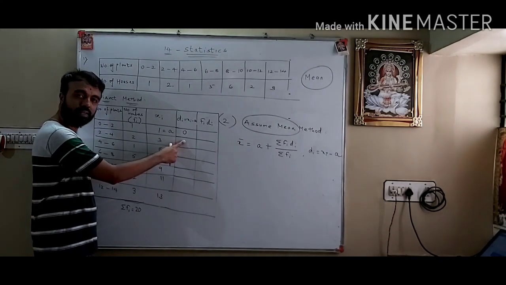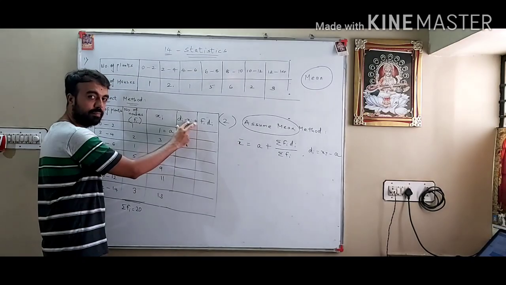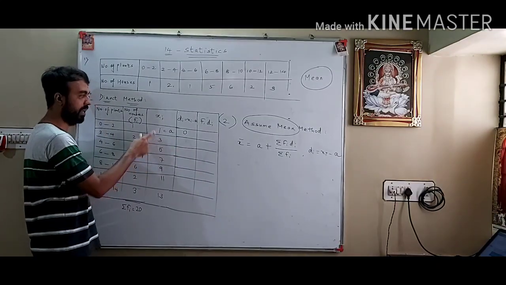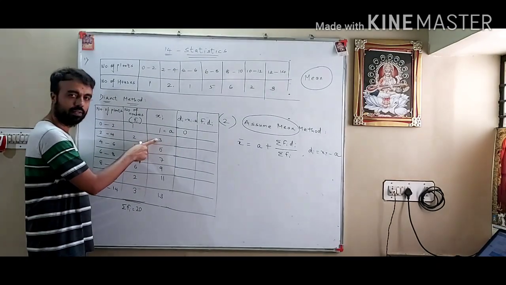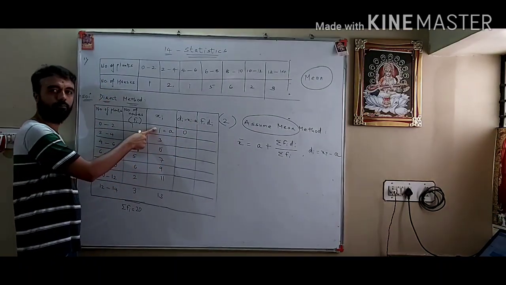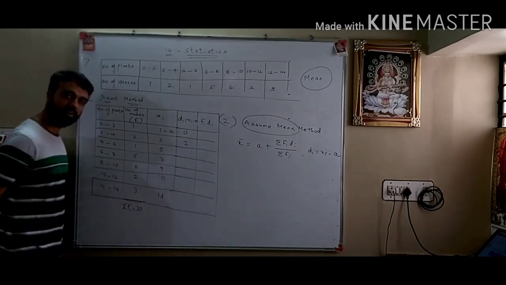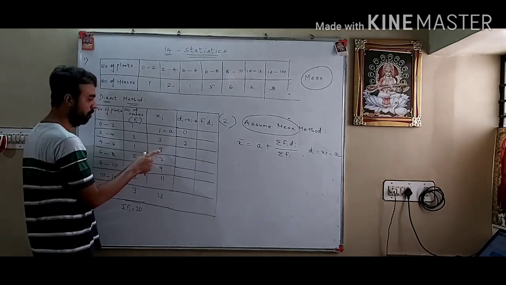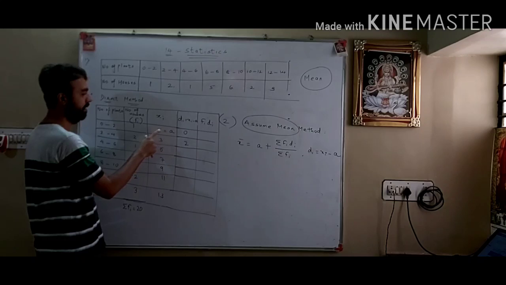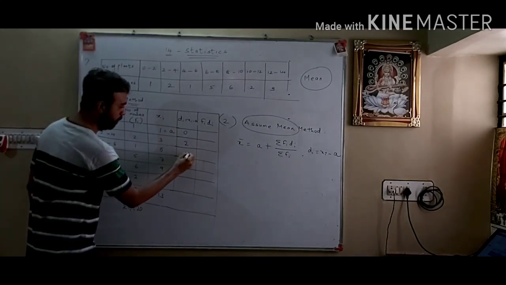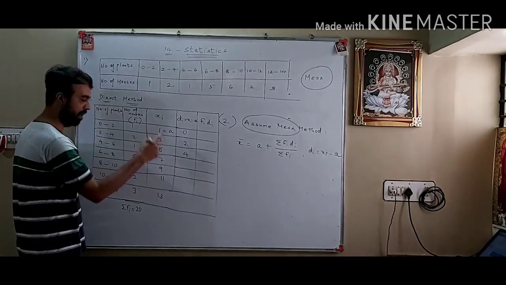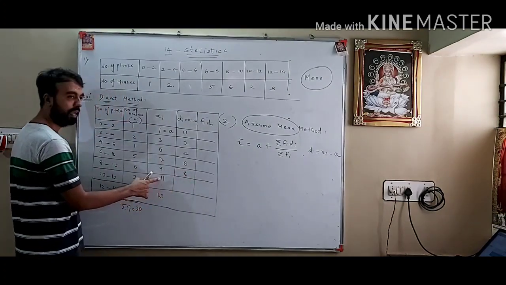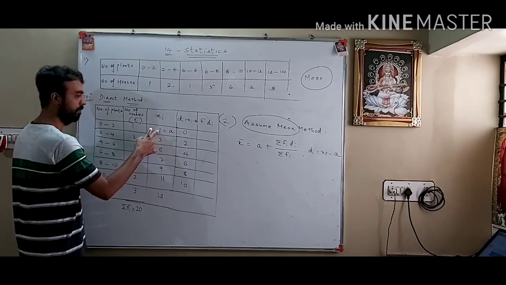Now come to the second entry. The formula applies every time: Xi minus A. What is Xi this time? 3. Then minus A. What is A? A is fixed, 1. So 3 minus 1, what will you write over here? 2. Next, the formula is the same. Xi minus A. What is Xi? 5. A is fixed at 1. So 5 minus 1, 4. What is Xi? 7. What is A? 1. So 7 minus 1, 6. This is Xi, 9. A is 1. So 8. 11 minus 1, 10, 13 minus 1, 12.